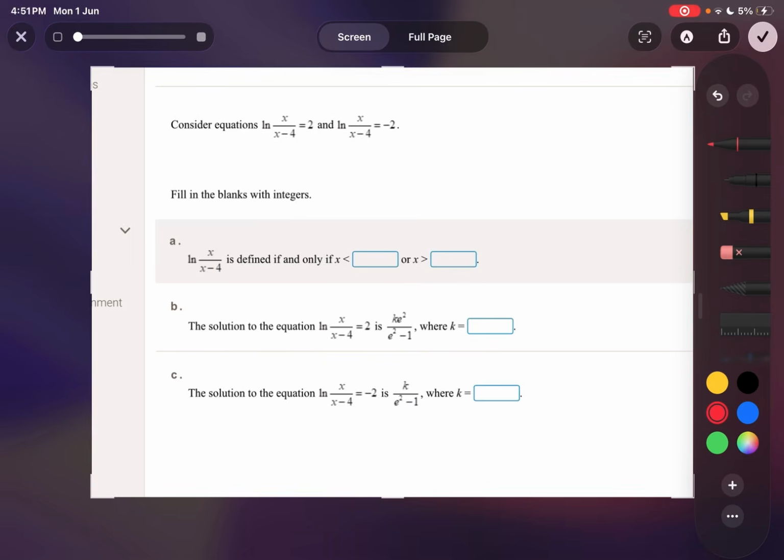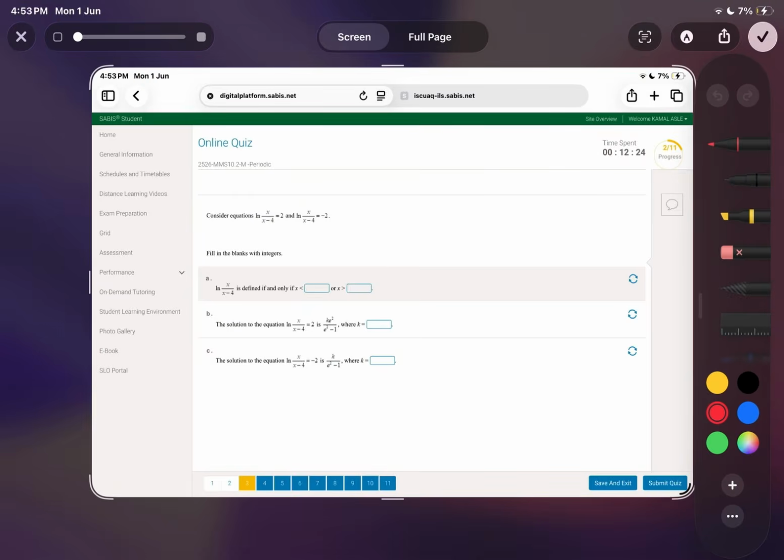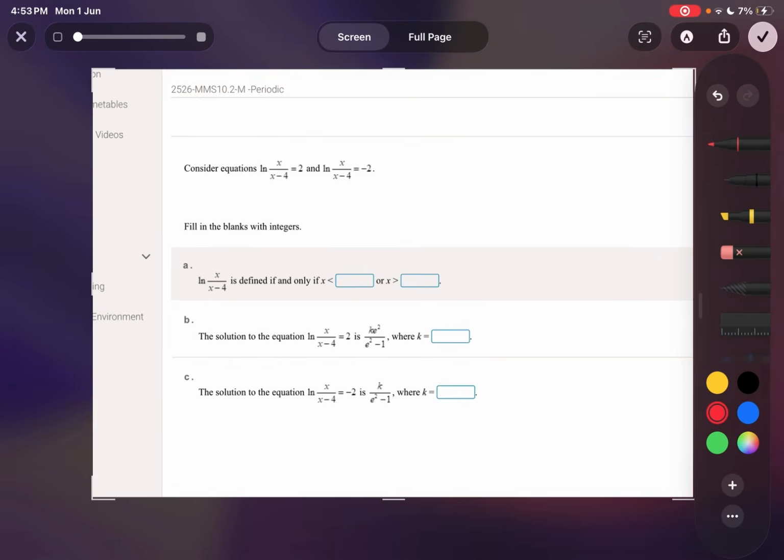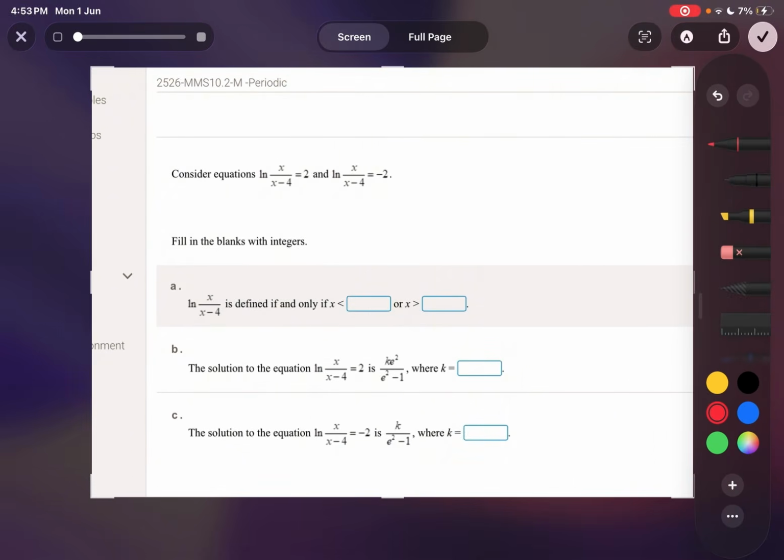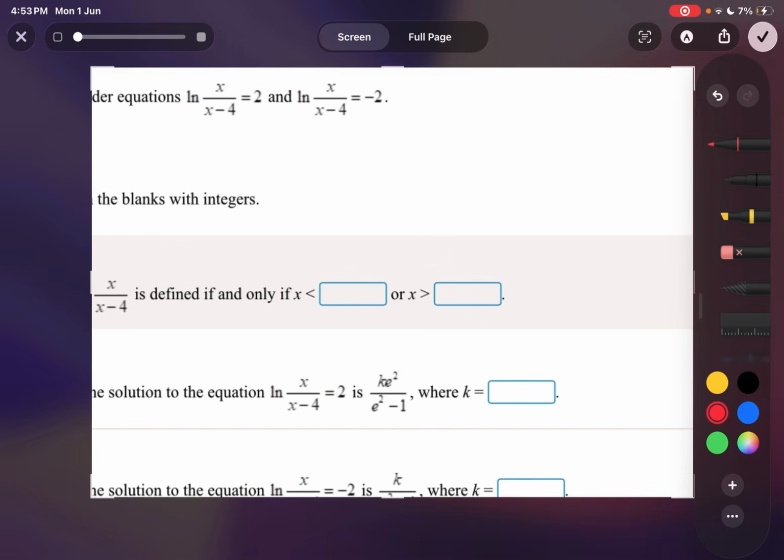So what do we do first? First thing is that we, how can I say this? Okay, so I need to review this question. For part A, how do you know?